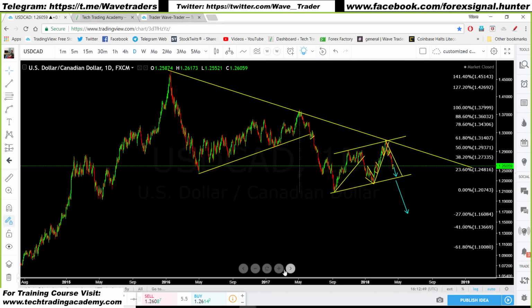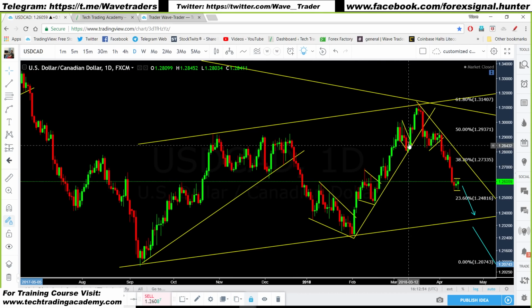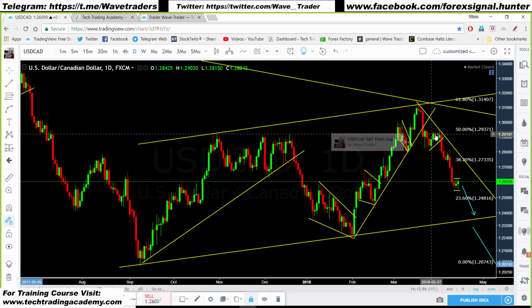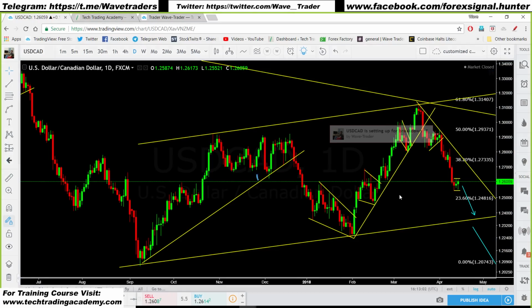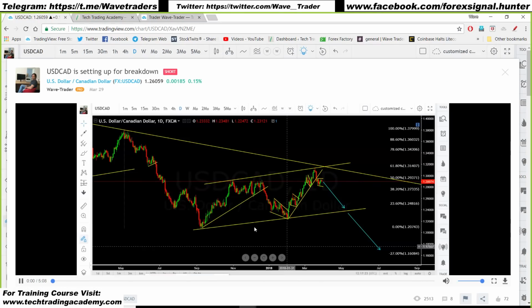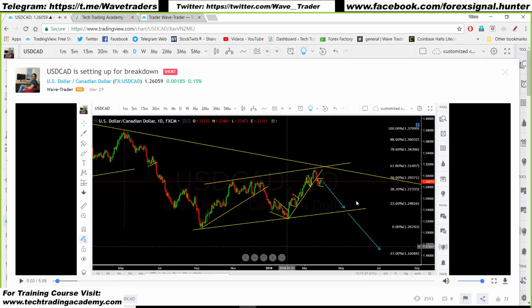So what we were talking about on this pair, if you guys remember, we were looking for a sell, a sell from the top, a sell from this breakdown. Price is moving in the way we were looking for. So it's all about patience and understanding of the market. If you understand the market and show patience, you're going to be profitable. If you trade with emotions, you're going to lose money.